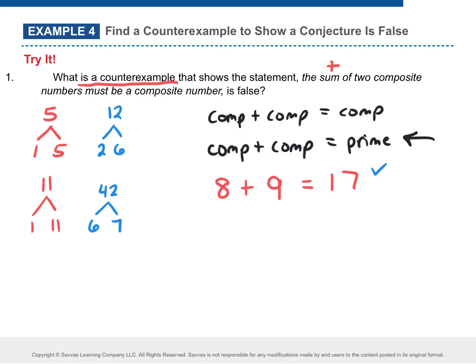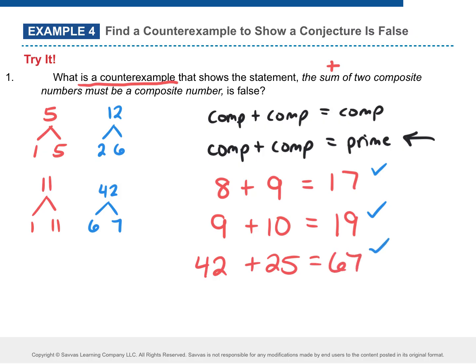9 plus 10. 19. So if we do 9 plus 10, that would also work. Good. My group got 42 and 25. 42 plus 25. Those would both work. What's the answer? 67. That would work.